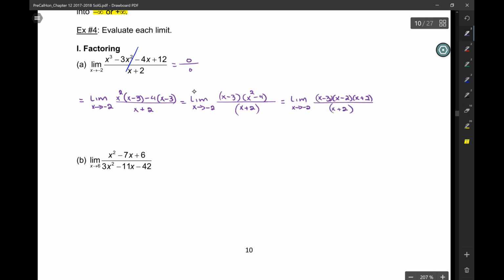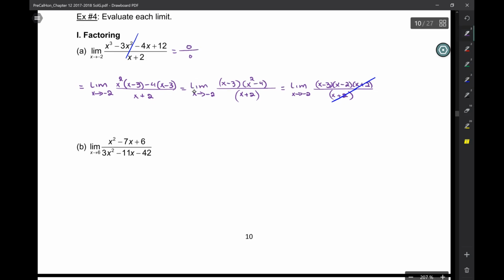So now look at what happens. The x plus 2 is canceled. The reason why we got 0 over 0 is now gone away. At this point, okay, now I can plug in my negative 2 again, right? When I'm ready to plug my number back in, I can let go of the limit notation. So it'll be negative 5 times negative 4, 20.